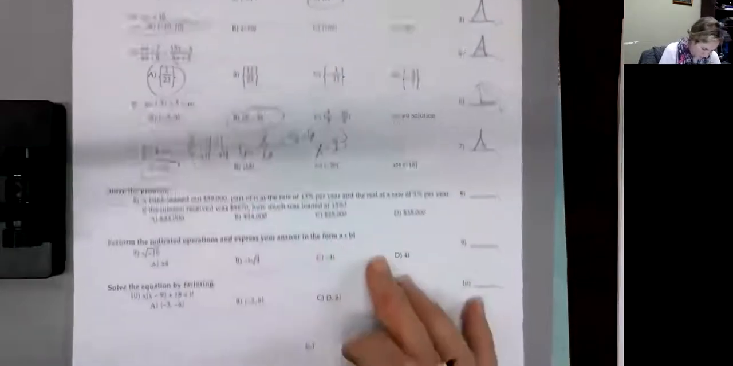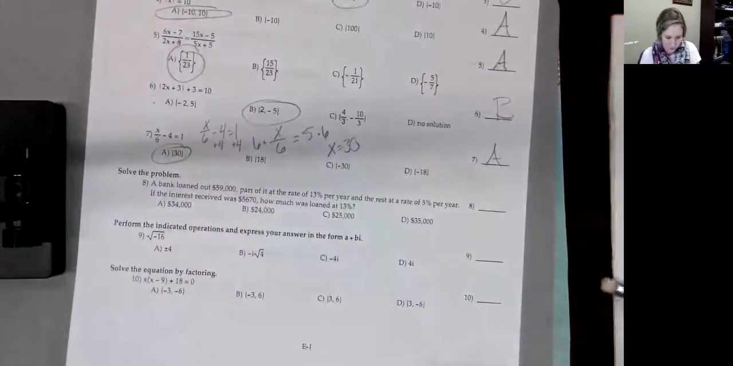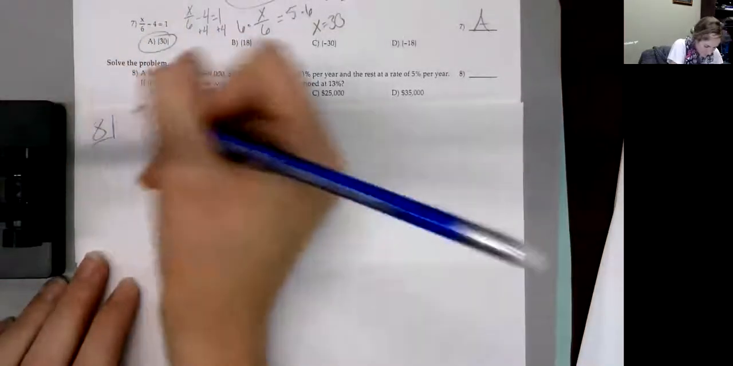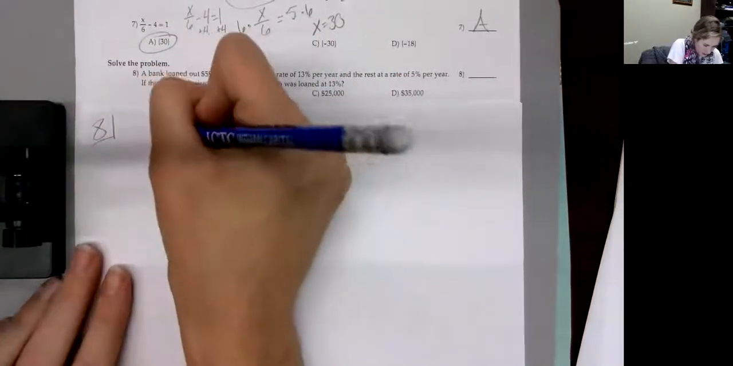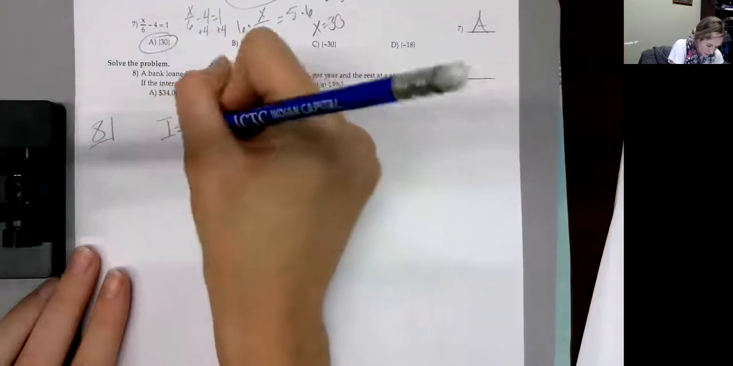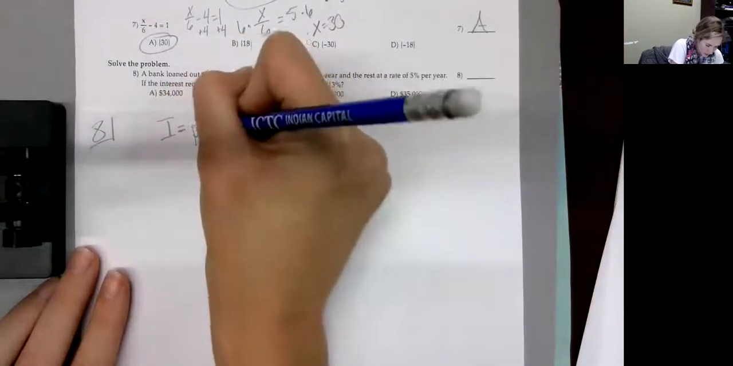Interest problem. This is all 1.7 stuff, so I don't know if you've started on this yet. But when we do this, interest equals principal times rate times time.